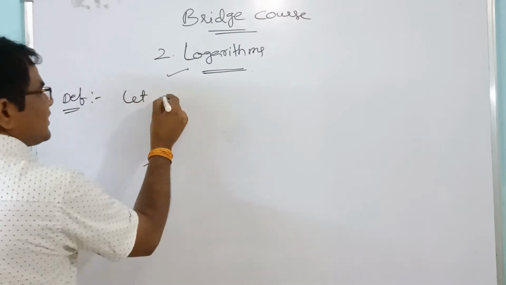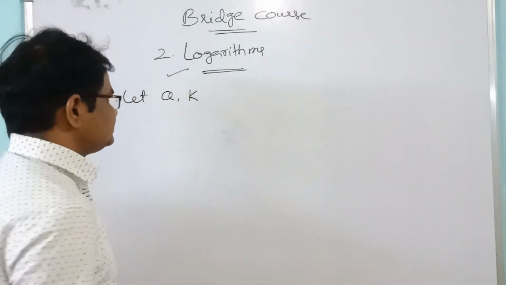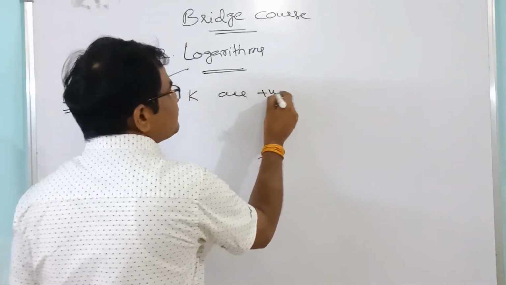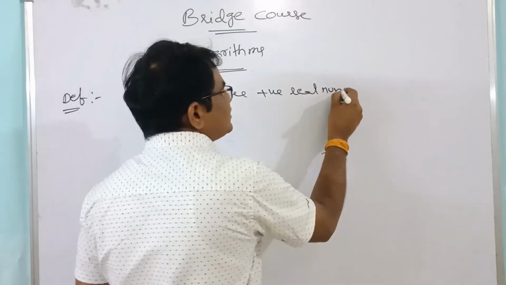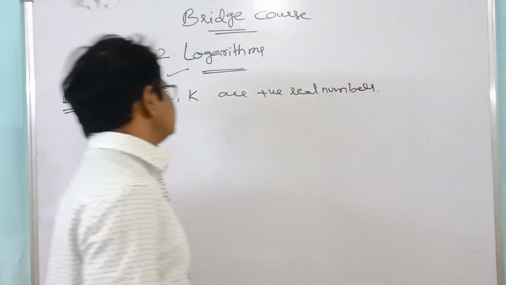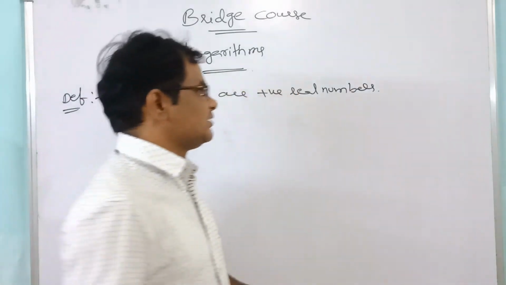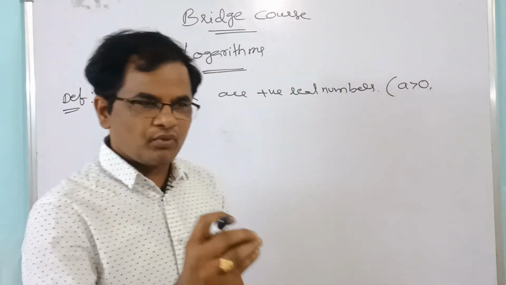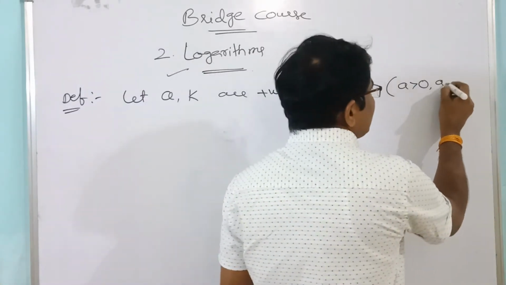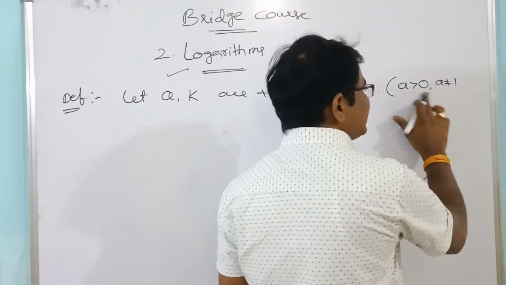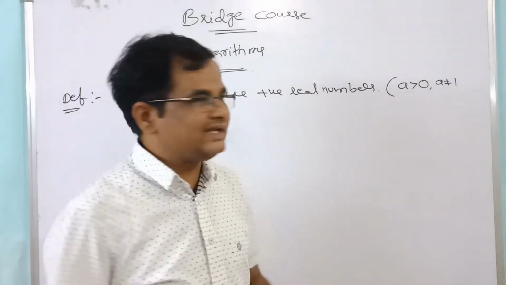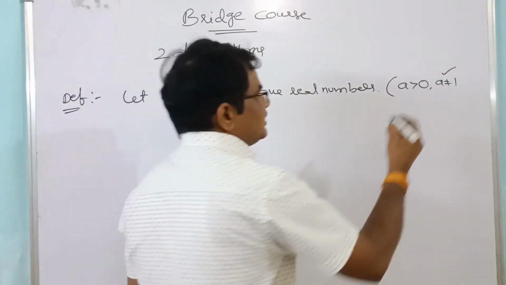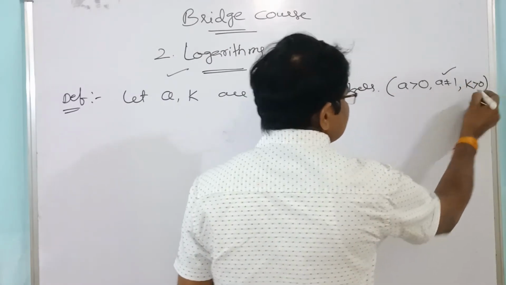Let a, k be positive real numbers. A, k are positive real numbers means nothing but a greater than 0, that is, from 0 onwards. Here a is not equal to 1. So a greater than 0 means 0 to infinity. In that, one value we won't consider, that is 1, and k greater than 0.